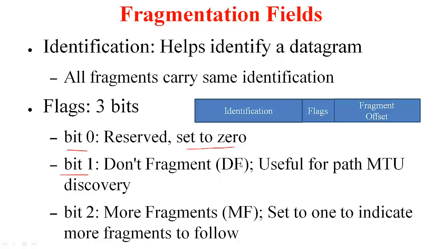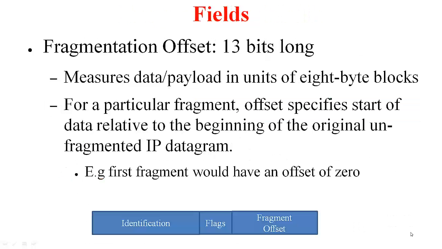Now bit 2, which is the third bit, is the more fragments bit, which is basically saying that there are more fragments to follow. So we will see this MF bit in action soon. The last field is the fragmentation offset, which is 13 bits long. This is going to measure the data payload in units of 8 byte blocks. So this offset basically captures where the data within this particular fragment starts relative to the original unfragmented IP datagram. The first fragment will have an offset of 0. The later fragments will have different values.